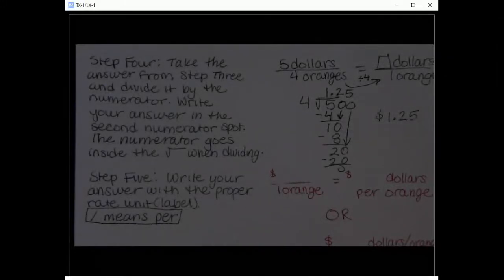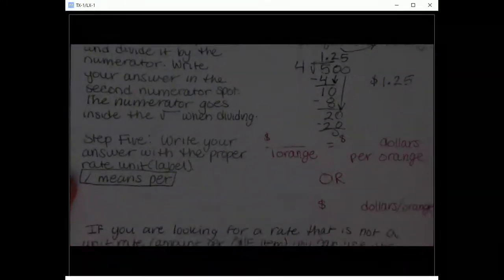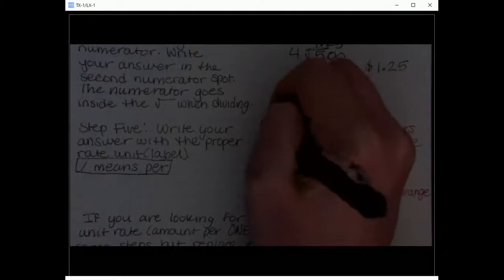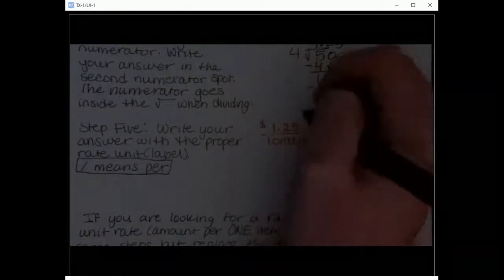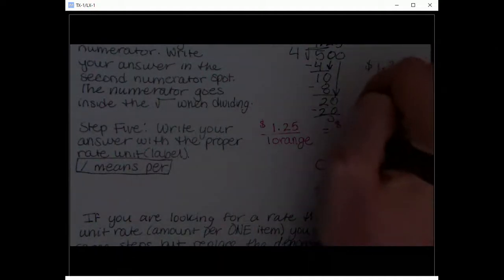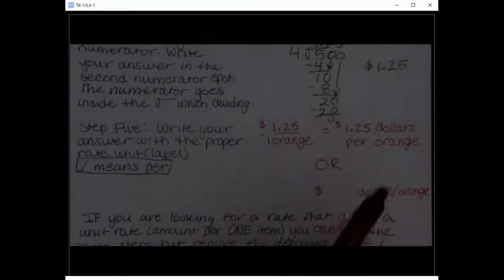Yay! So we have our amount. The final step is to write your answer with the proper rate unit, also known as the label. If you ever see that backslash, so this line right here, that means the word per or for. So dollars per orange is a way to look at that. So we discovered that it was $1.25 for one orange. So you can either write that out as $1.25 per orange.